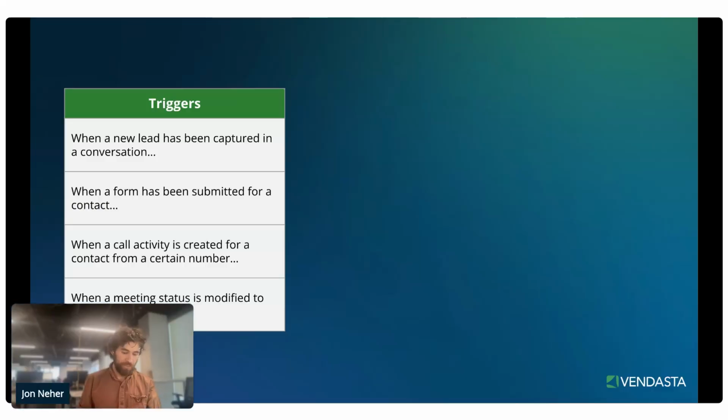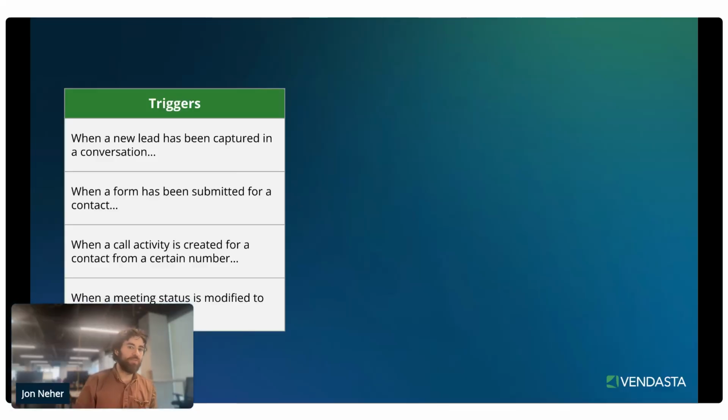Automations require triggers, and that's the main fundamental building block. Hey, when a new lead has been captured in a conversation, that's a trigger. Or maybe when a form has been submitted for a contact, that's a trigger that I used for my demo automation. Or when a call activity is created for a contact from a certain number, now you're making the trigger just a little bit more specific. Or maybe something like when a meeting status is modified to no-show. There's all sorts of different types of meetings and all sorts of different types of meeting statuses.